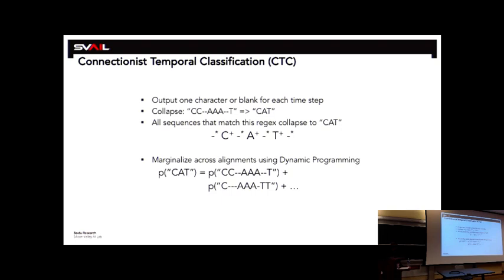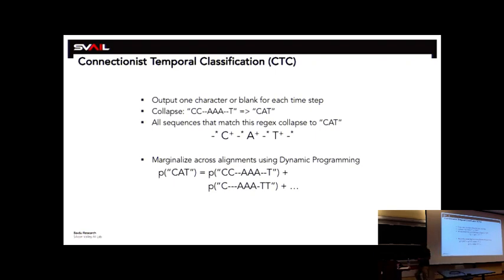CTC handles this by marginalizing over all possible expansions of the label sequence. Let's look at an example. Let's say your label is just the word cat, C-A-T. You want to find out what the probability of cat is, except you have 10 time steps where at each time step you have a probability distribution over the alphabet. What CTC does is it marginalizes over all alignments.